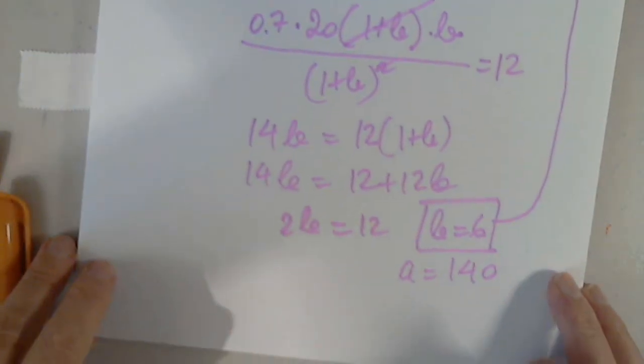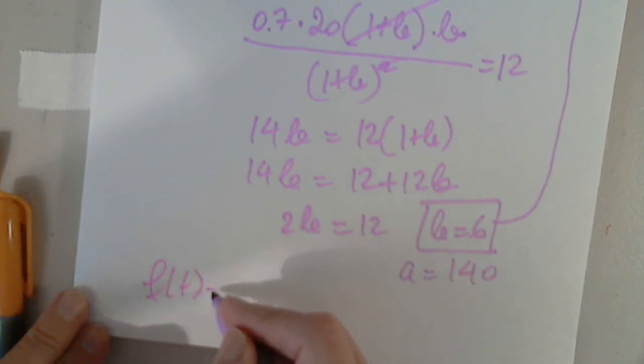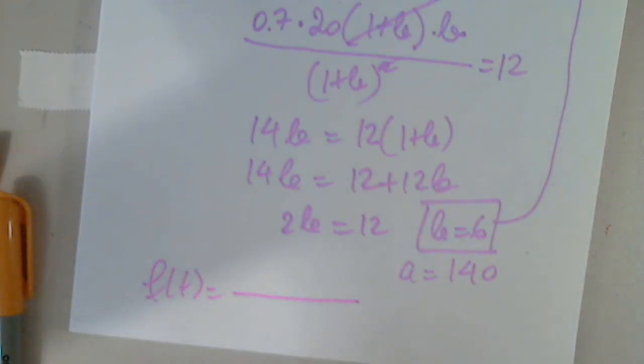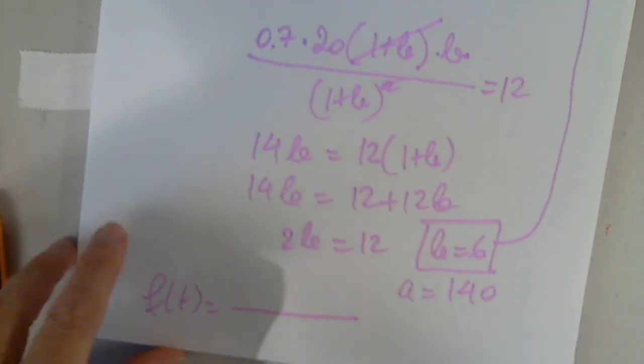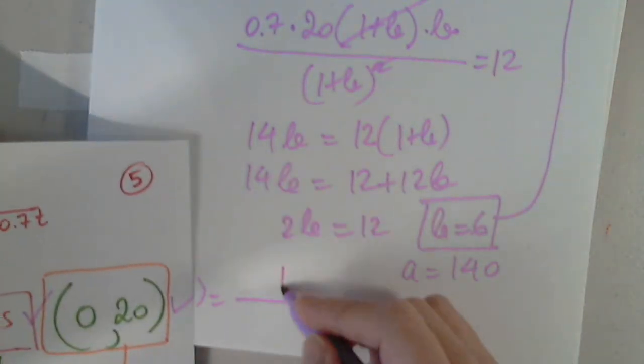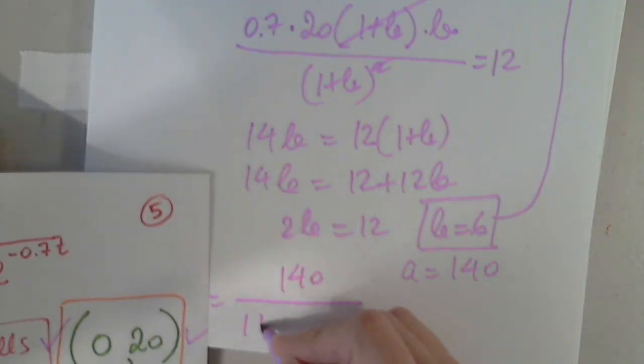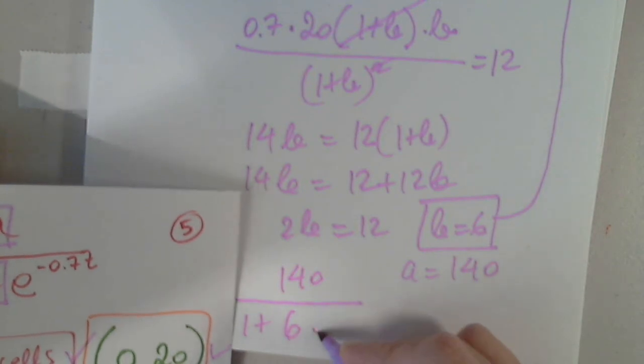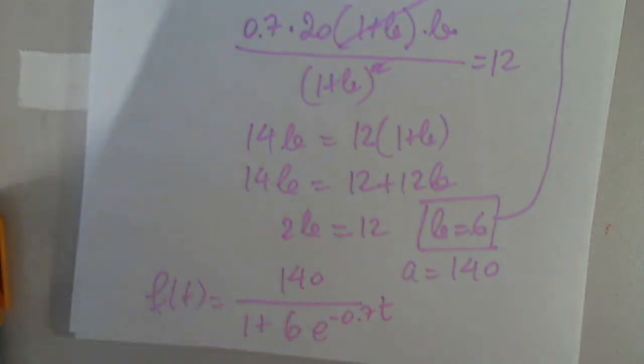So then we have our function, which was a, 140 divided by 1 plus b, b was 6, e to negative 0.7t.